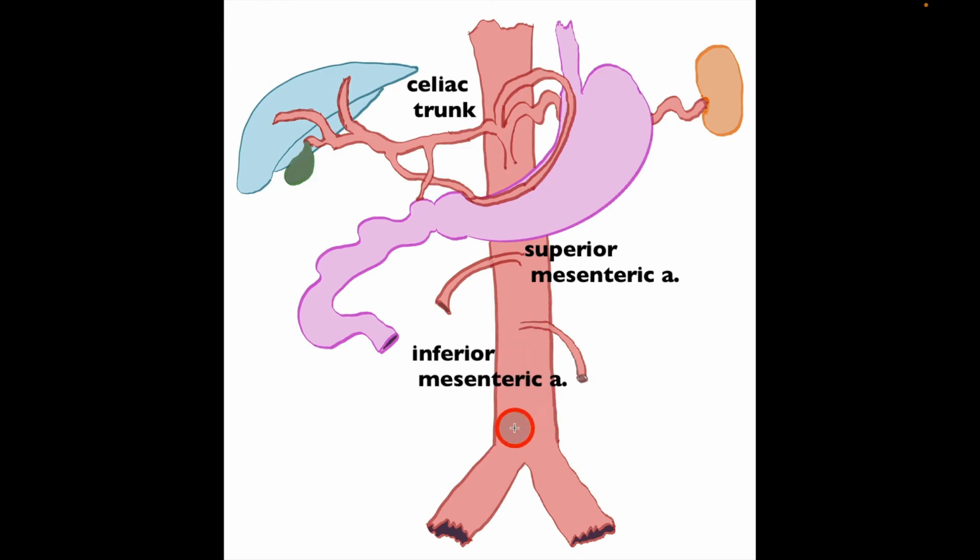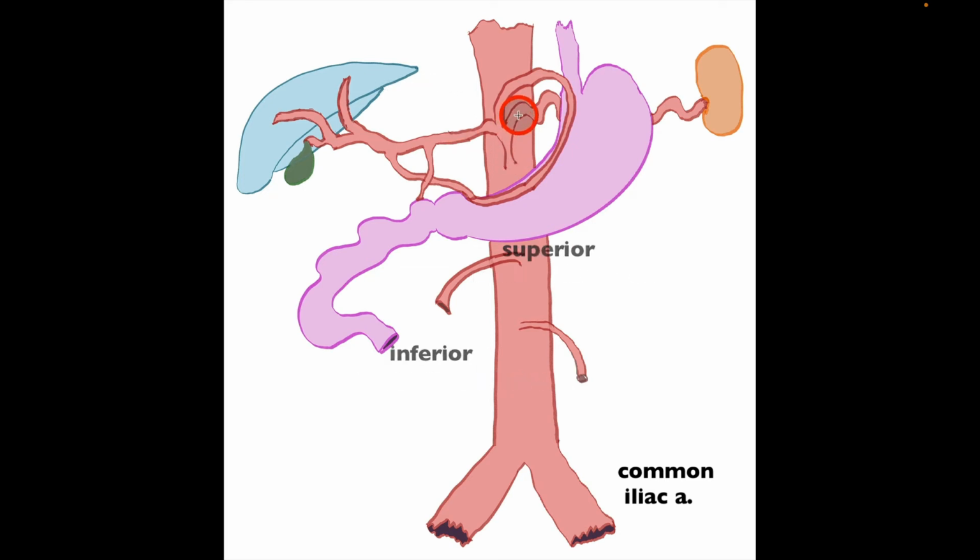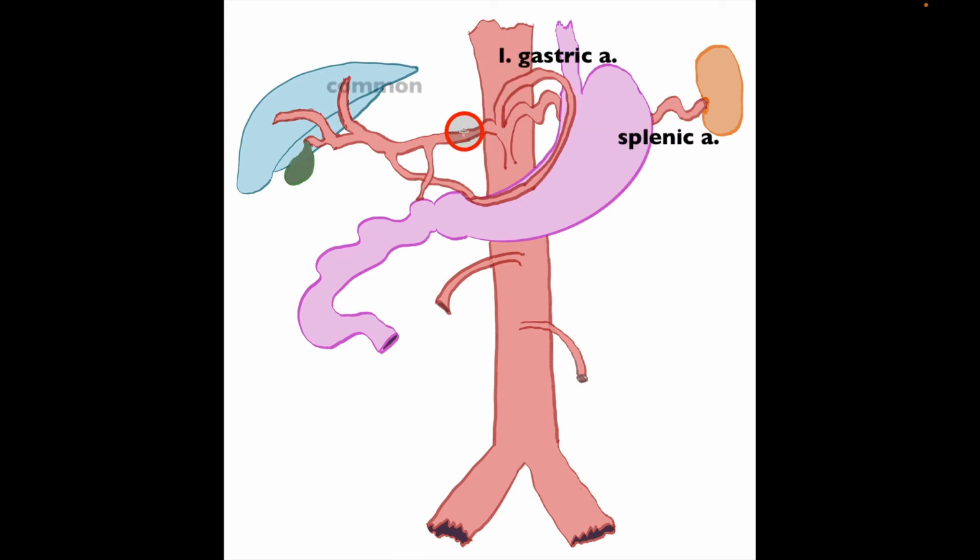Down here, the aorta splits off, moving into the pelvic cavity into the right and left common iliac arteries. So back to the celiac trunk. The celiac trunk has three branches: the splenic artery, the left gastric artery, and the common hepatic artery. Splenic artery, left gastric artery, and common hepatic artery are the three branches off the celiac trunk.